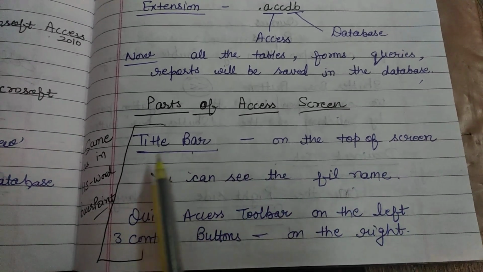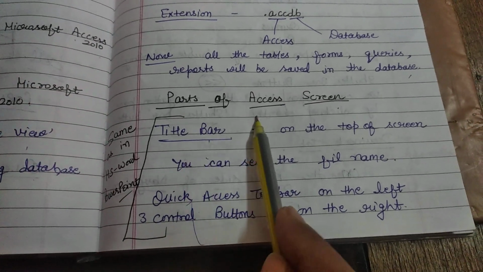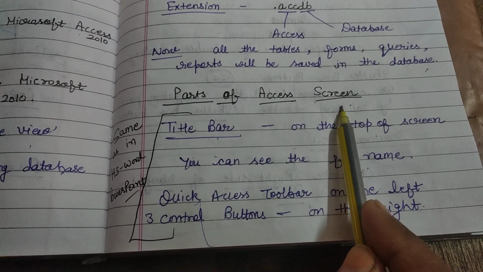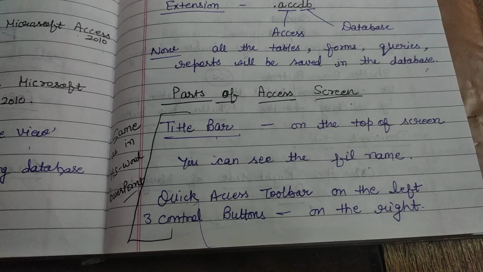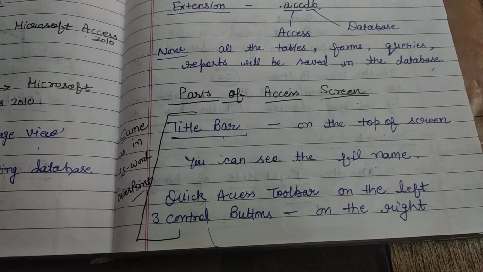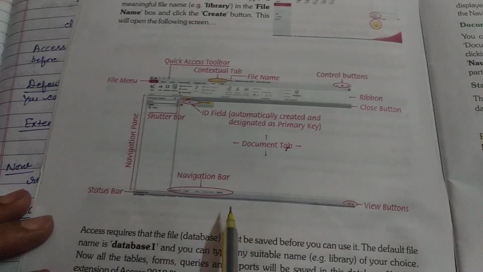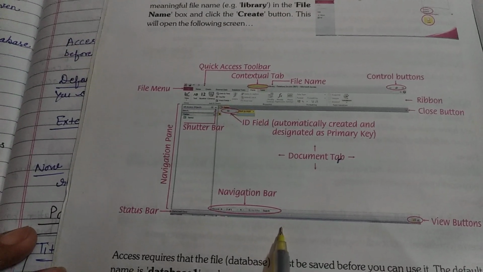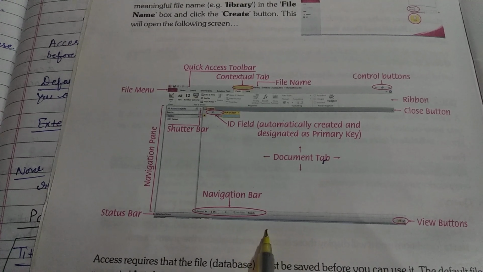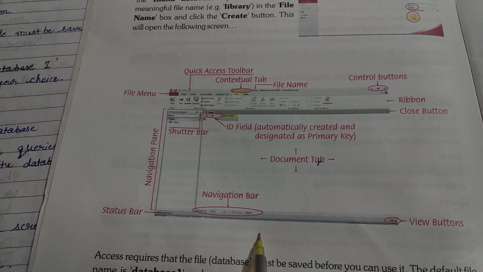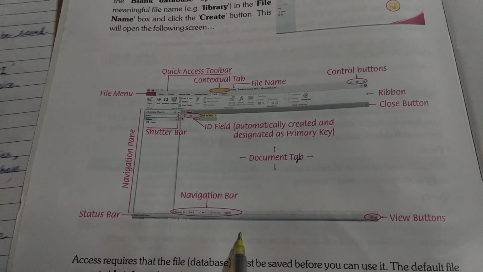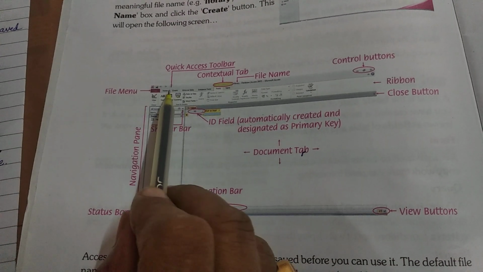Now next is parts of Access screen. You will see the screen of Microsoft Access in this way. Let us see from the book. This is the Access screen that you will be able to see. Got it? Now the first is the title bar.